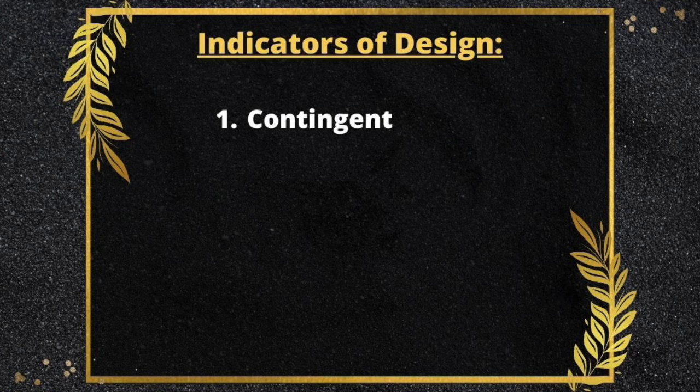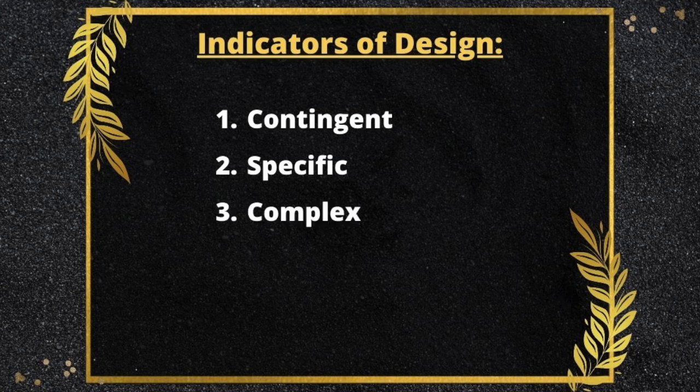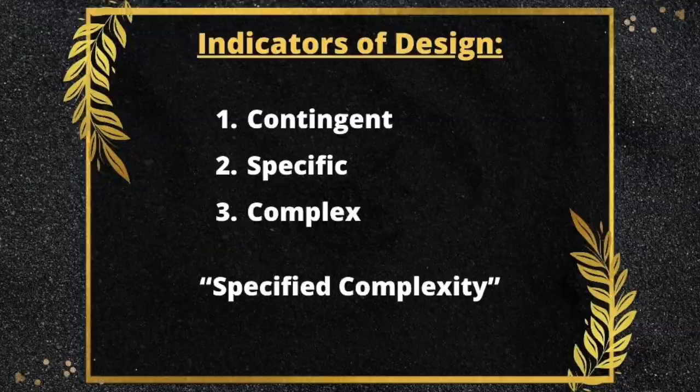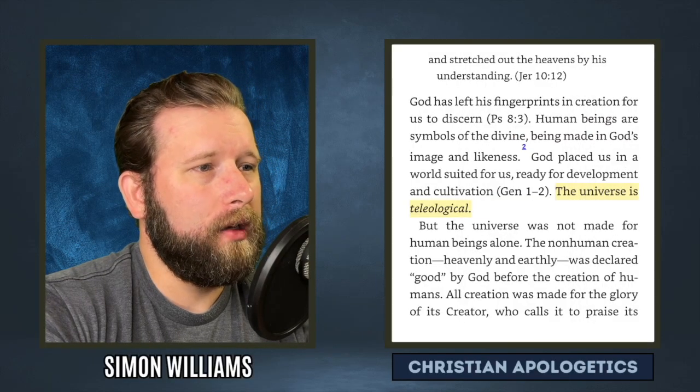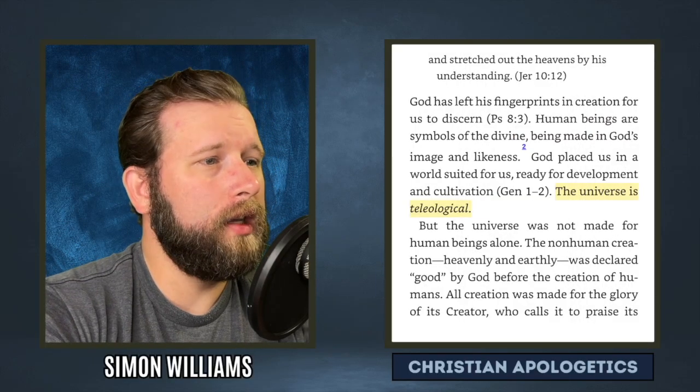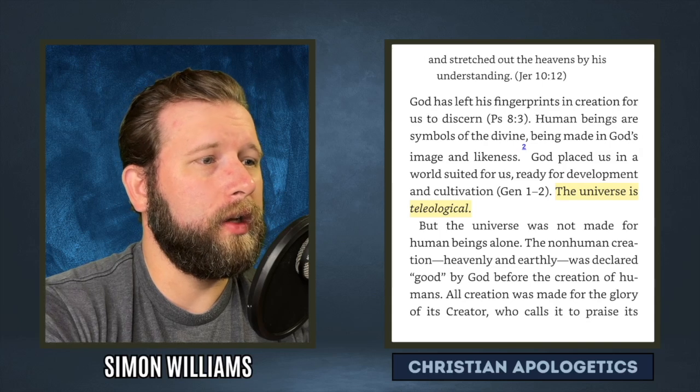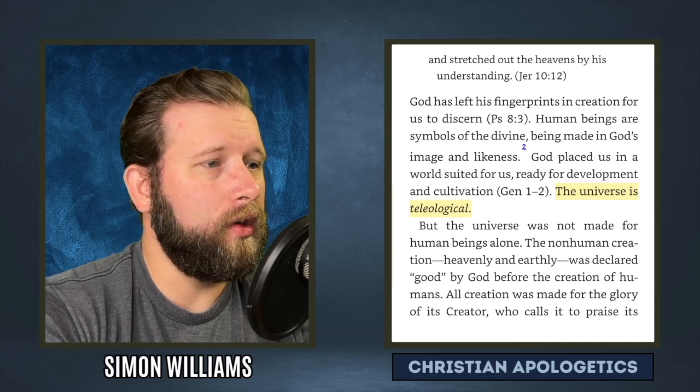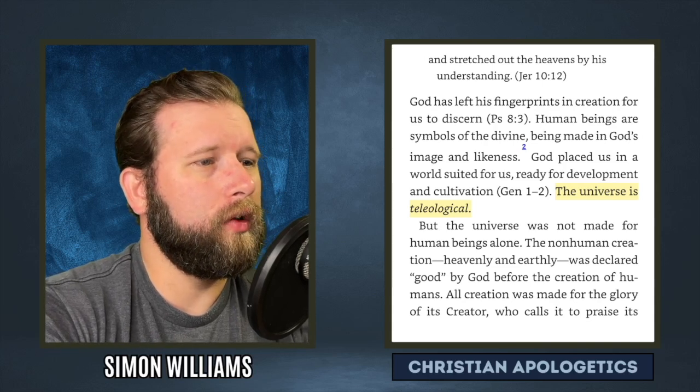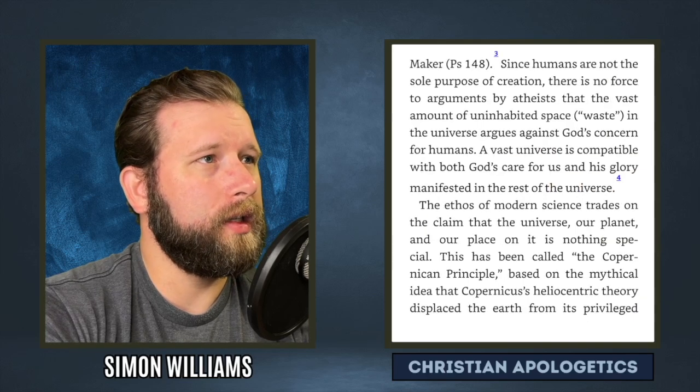But then he talks about whether it has a specific purpose or teleology, and if it's complex. A lot of times this is called specified complexity. So Groothuis continues, but the universe was not made for human beings alone. The non-human creation, heavenly and earthly, was declared good by God before the creation of humans. All creation was made for the glory of its creator, who calls it to praise its maker.